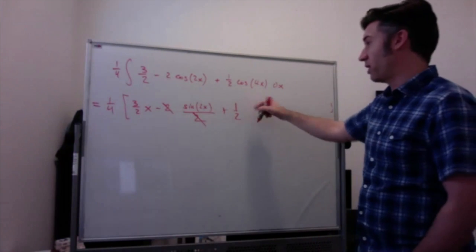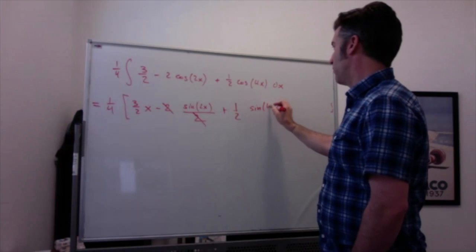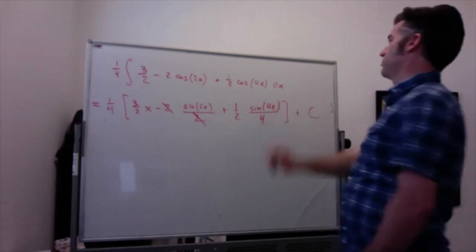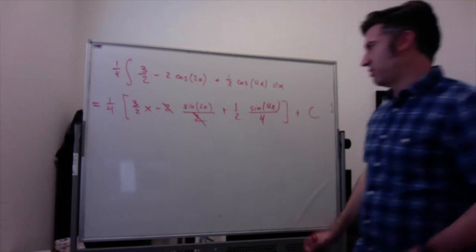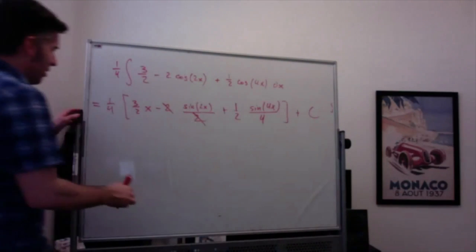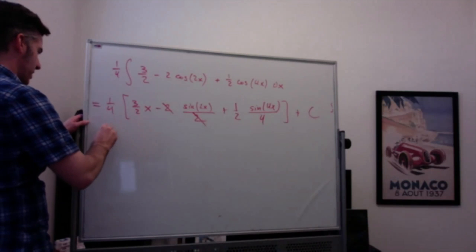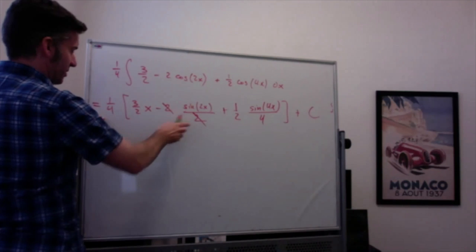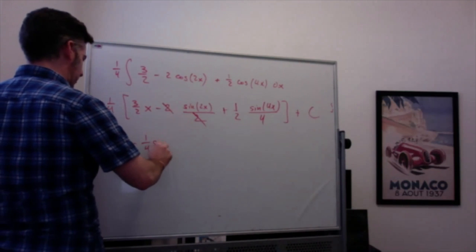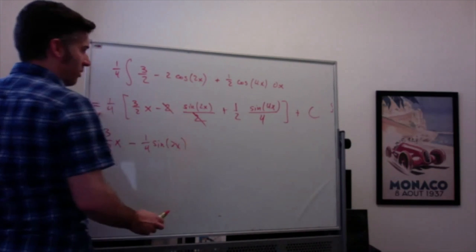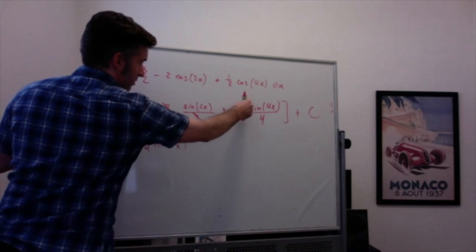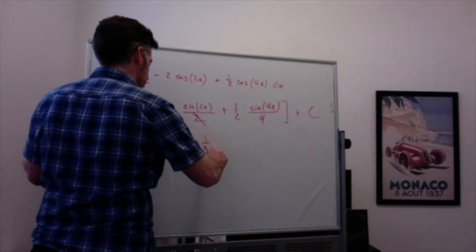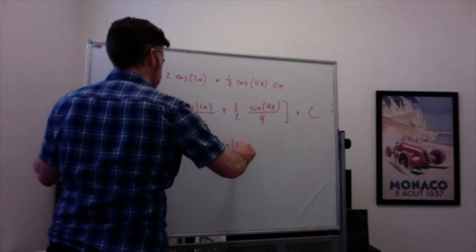Integral of cosine of 4x is going to be sine of 4x over 4. And then we would simplify it. I would probably distribute the 1/4. So 1/4 times 3/2 is 3/8 x. 1/4 times negative sine of 2x is negative 1/4 sine of 2x. And 1/4 times 1/2 times 1/4 is 1/32 sine of 4x.